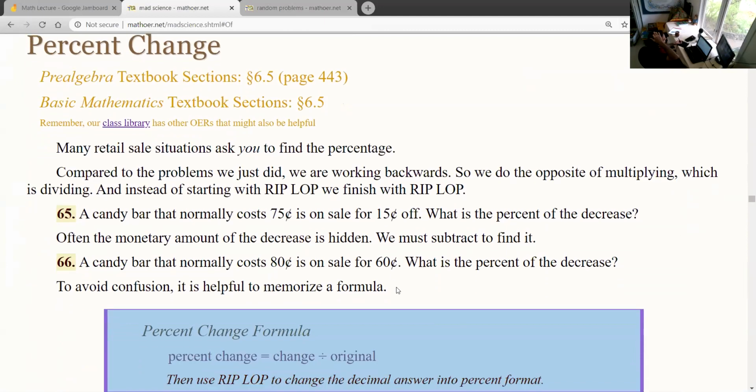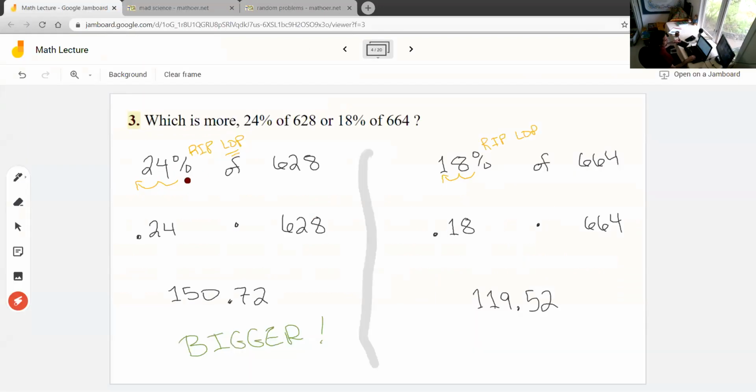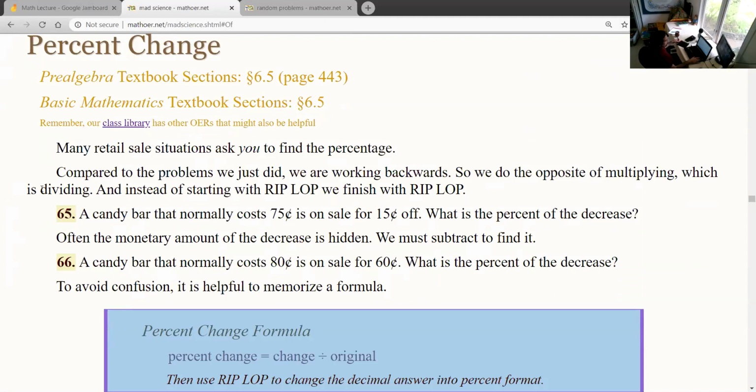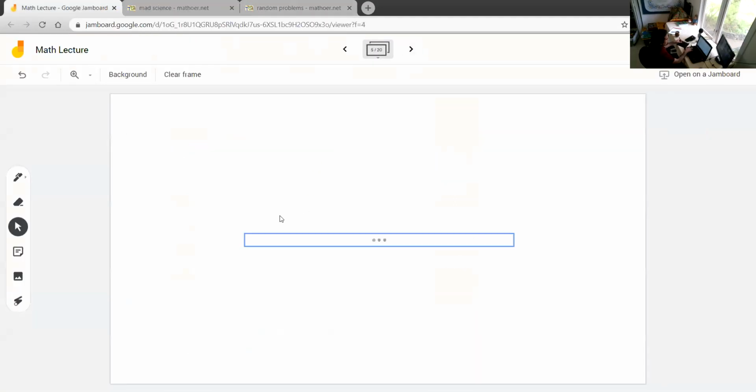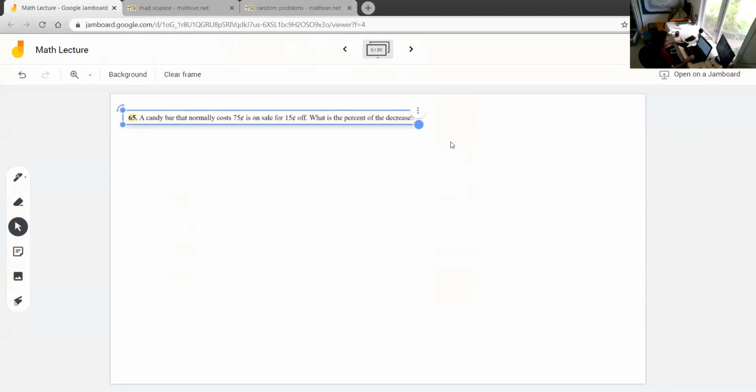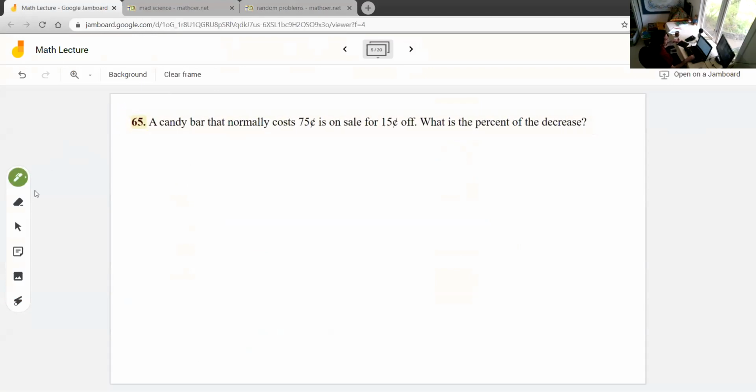Then we talked about percent change. Now we're up to page 443 in the book, or 6.5 in the green book. And percent change is the opposite. Instead of giving us the percent, it's asking for the percent. So we have a candy bar. It starts at 75 cents.